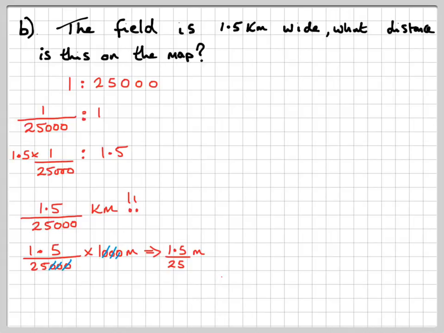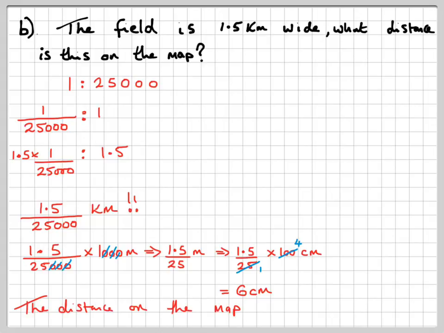Okay, that's starting to look better, but let's turn it into centimetres. And so to do that we realise that 1 metre is 100 centimetres, so we can write 1.5 over 25 times 100 centimetres. Now of course 25 goes into 100 4 times, and my final answer then will be 1.5 times 4, which is 6, so 6 centimetres. The distance on the map is 6 centimetres. We're finished.